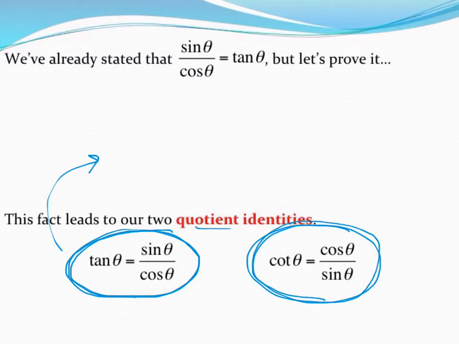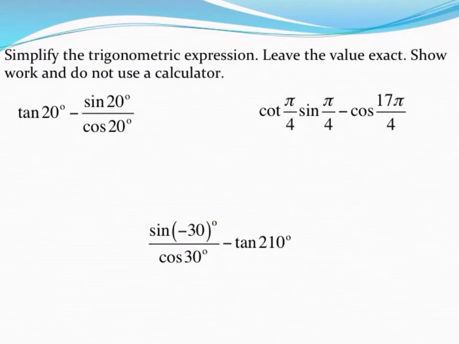So these two are called the quotient identities, and I'll show you how we can use these to simplify some trigonometric expressions. Alright, so remember, we want to leave an exact value, and we're not going to do these on our calculator. It's really the work that I want to see for these problems, not so much the answer.